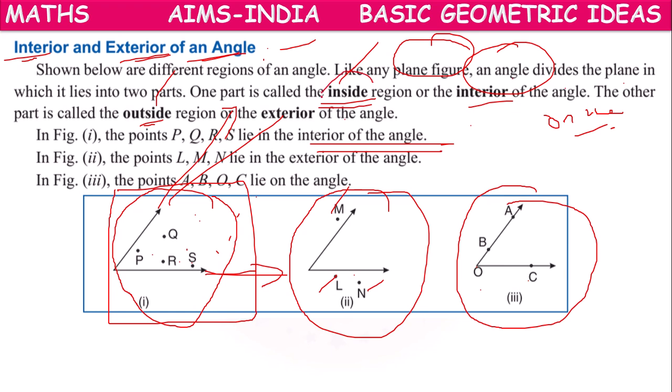So the inside part is called the interior of the angle. The outside part is called the exterior of the angle. The part on the angle is sometimes called the boundary. So like a plane figure, for an angle also we have interior, exterior, and boundary parts.